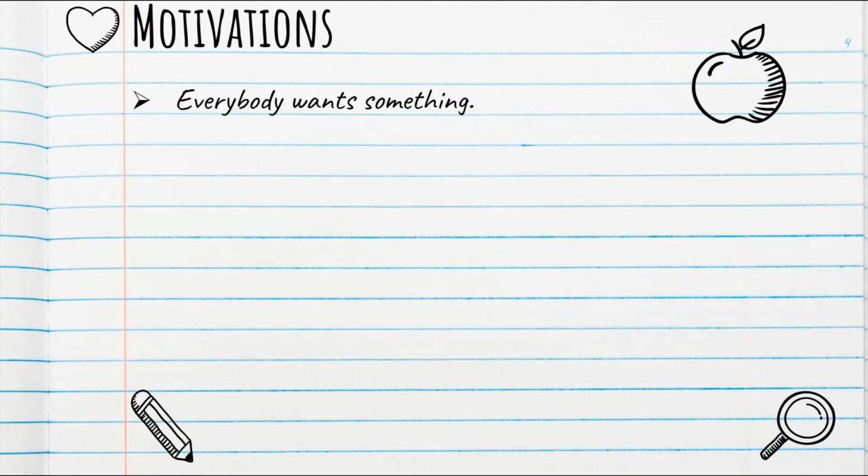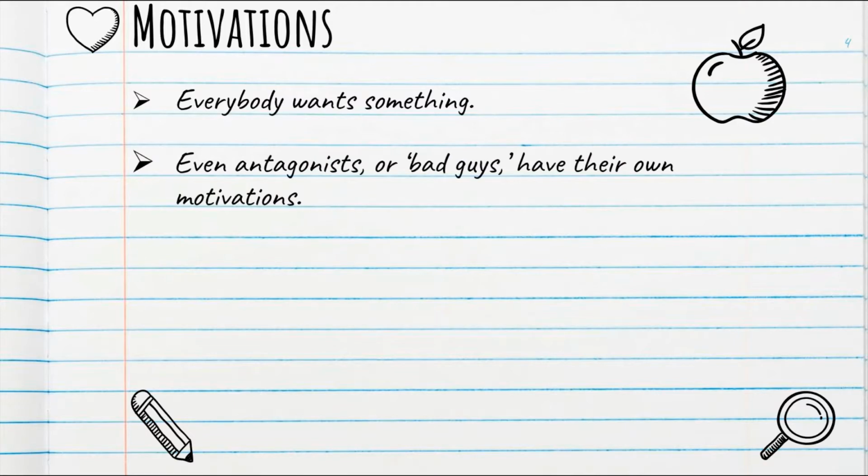And during your story, your character is going to have one specific goal in mind. They might develop more goals as they go along, and they might accomplish some goals along the way. But there's always one overarching goal that your character wants to achieve. It's their driving purpose. But not only protagonists have motivations, even antagonists or bad guys have their own motivations.